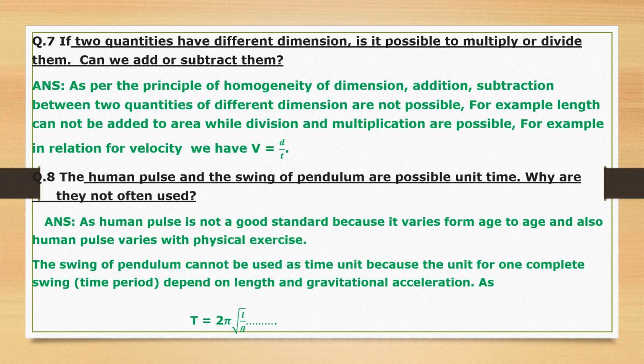We also know that the value of g varies with the square of the distance from the center of the earth. As we move from the surface of the earth to a higher altitude or towards the center of the earth, the value of g will vary. So that's why we cannot use the swing of a pendulum and the human pulse as standard time units.